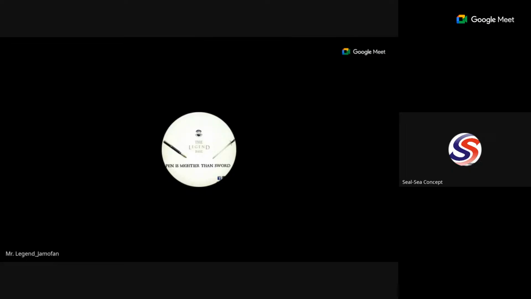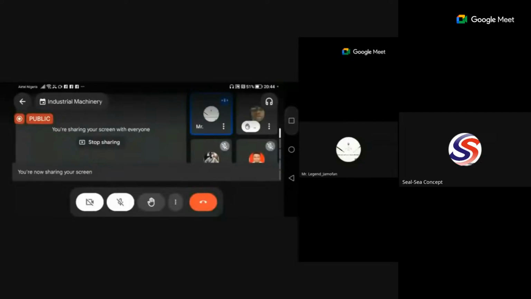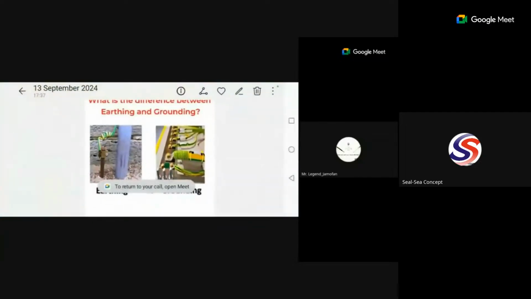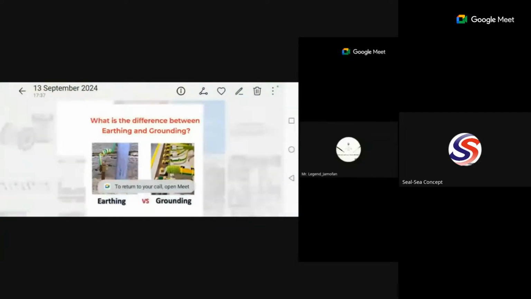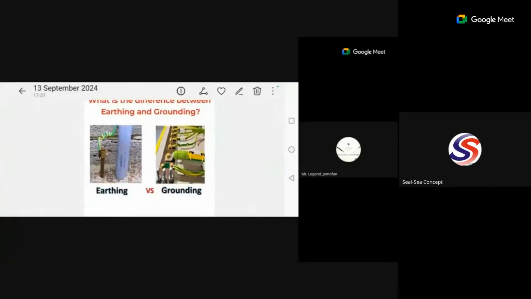So moderator, I think I should stop there. I want to see if I can give us an image of the earthing. I love to be practical with that. Let me share my screen. Let me see if I can show you an image. Okay, I think I got one. Can you see my screen? Can you see my screen? Yes, you're pretty good.